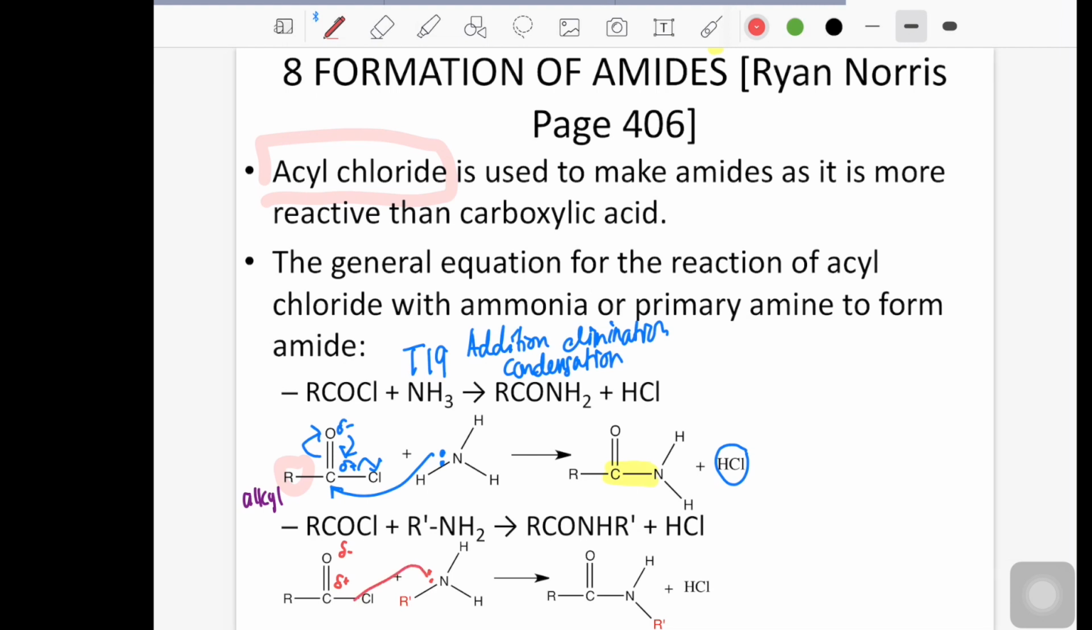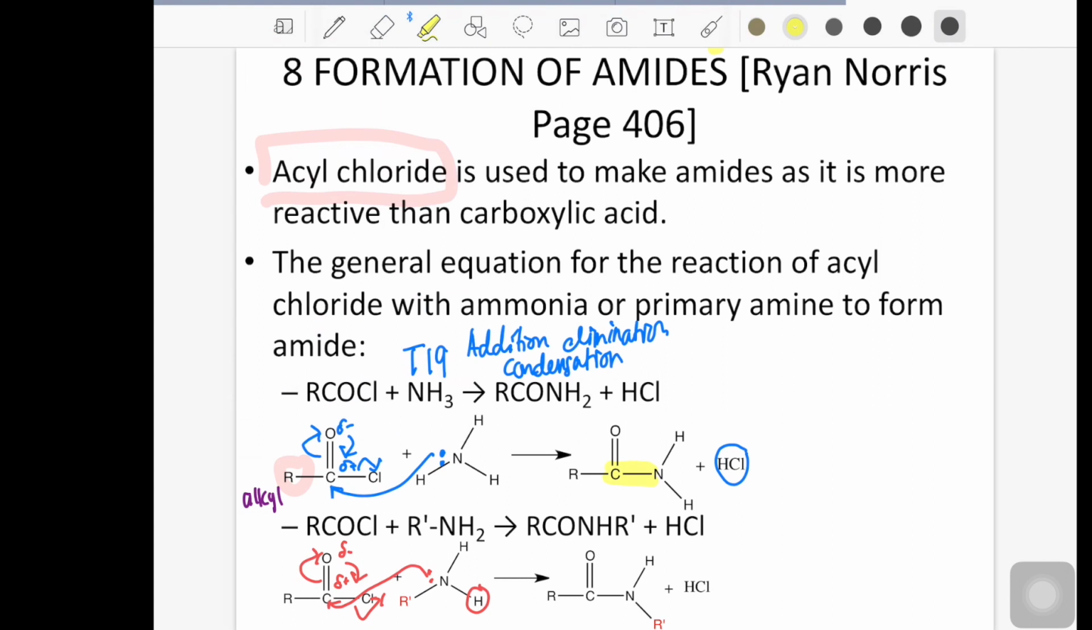The lone pair of the nitrogen will attract the slightly positive carbon. One of the double bonds breaks. The double bond then reforms, and then it releases the chlorine in terms of chloride, Cl minus. So what happens? The Cl minus will combine with one of the hydrogens, and then you form HCl. That is the side product that you are eliminating.